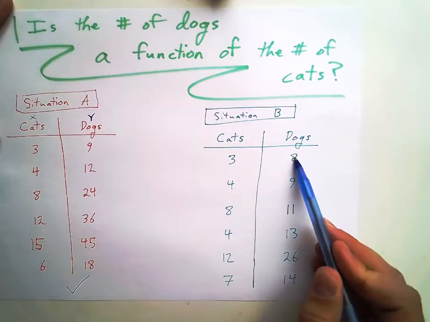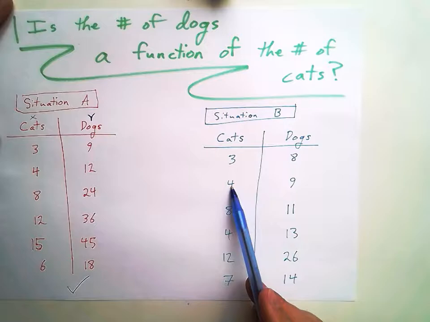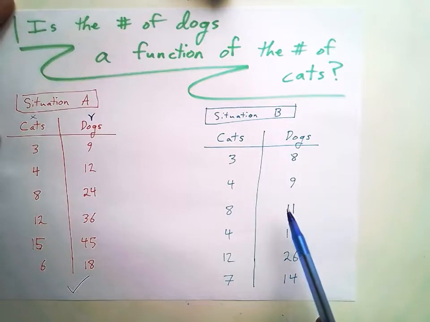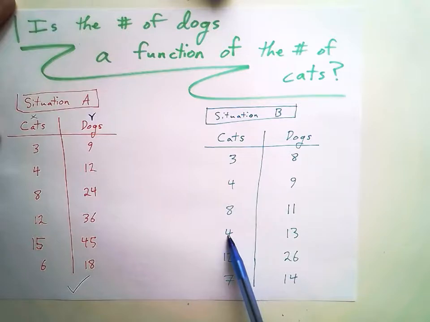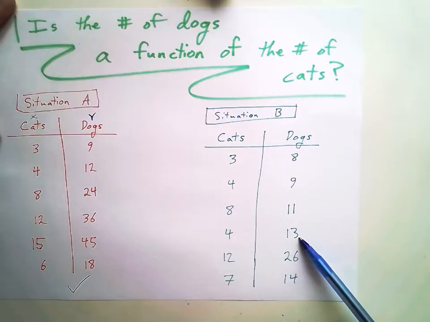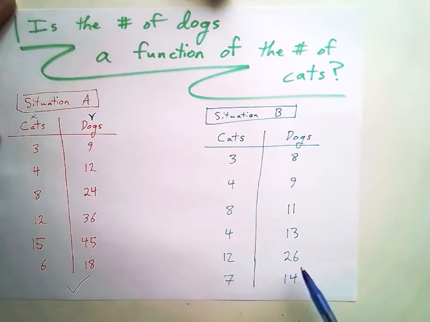3 cats, then there's 8 dogs. There's 4 cats, and there's 9 dogs. There's 8 cats, and there are 11 dogs. 4 cats, 13 dogs. 12 cats, 26 dogs. 7 cats, 14 dogs. That one is not a function, and think to yourself, why? Why is it not a function? We'll pause the video and think for a second if you need to.